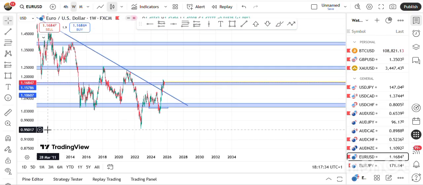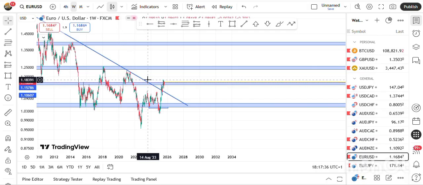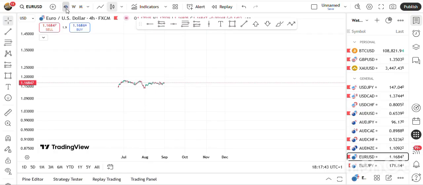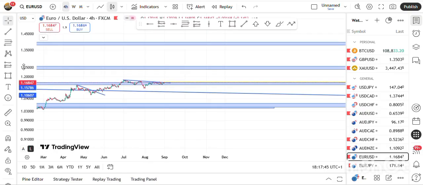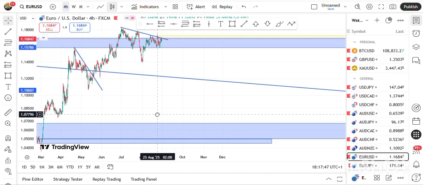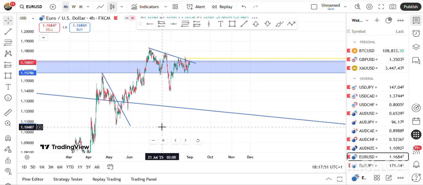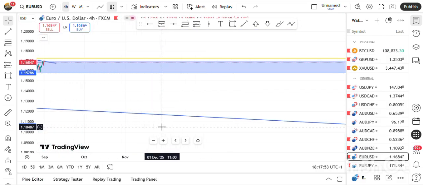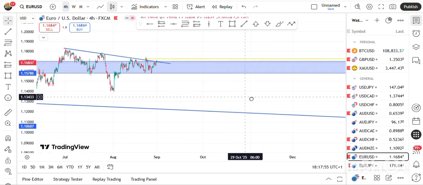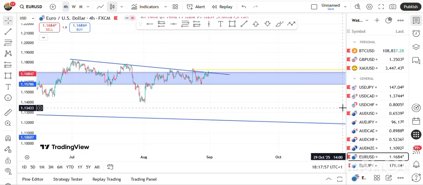Okay, nothing much. It has broken this similar thing, broke it, retested here, and then went up. Alright, so there's really nothing much on Euro USD. I'm just going to wait for it to fulfill my criterion. I just have one criterion for this guy right now.